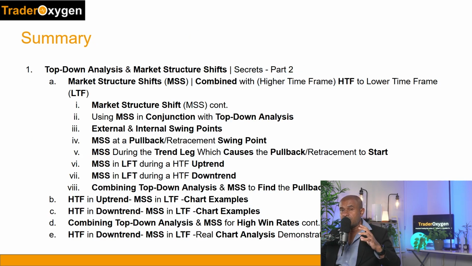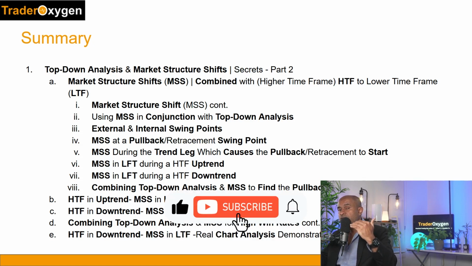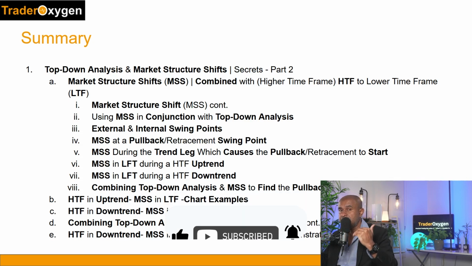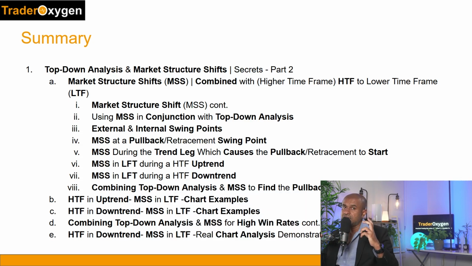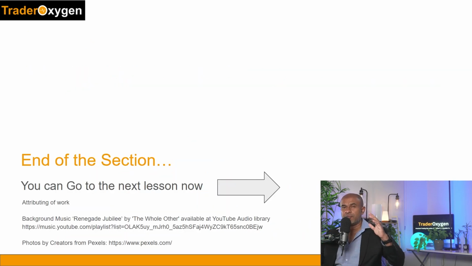So this is a summary of what we discussed in this section. We discussed top-down analysis combined with market structure shifts and internal and external swing points, and looking at the higher time frame to frame the trade direction, and then going into a lower time frame and figuring out internal swing points, and then using the internal swing points to figure out the market structure shifts, and then to decide where to buy or sell and how to increase the winning probability. Okay, so we have come to the end of the section and we will see you in the next video.